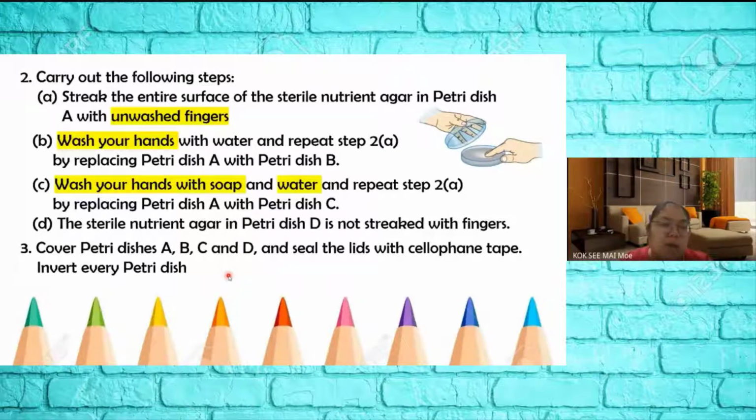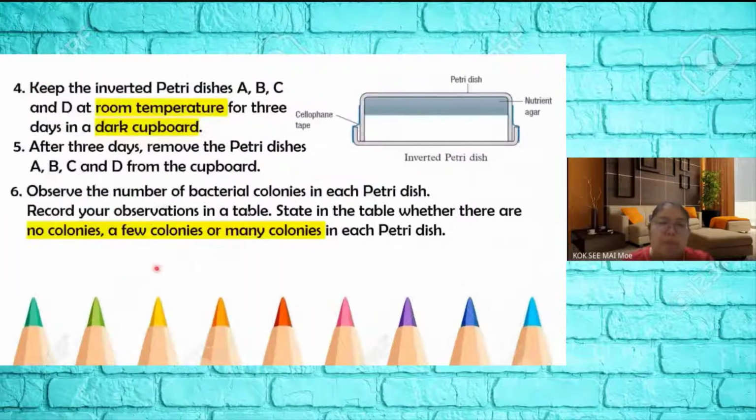Another one, why need to invert every petri dish? Number 3 procedure, then we continue to number 4. This one is inverted, upside down already. Then using the cellophane tape, I'm going to seal. Keep the inverted petri dishes A, B, C, D at room temperature for 3 days in the dark cupboard. Why keep in the dark cupboard?